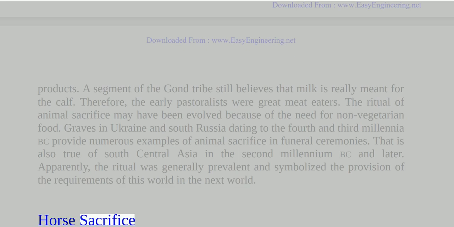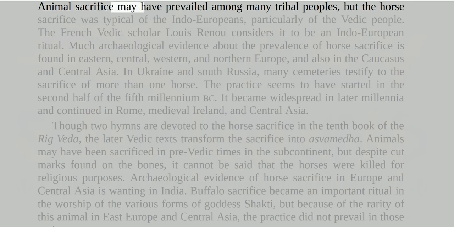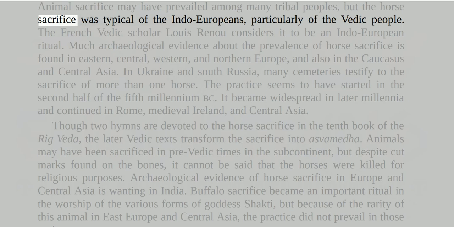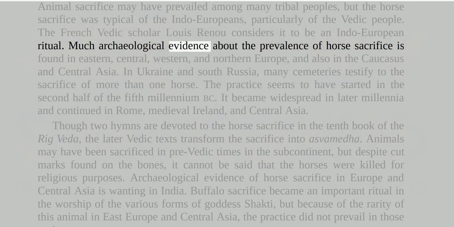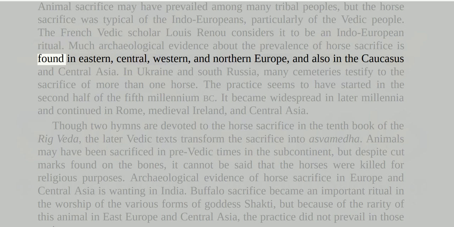Horse sacrifice. Animal sacrifice may have prevailed among many tribal peoples, but the horse sacrifice was typical of the Indo-Europeans, particularly of the Vedic people. The French Vedic scholar Louis Renou considers it to be an Indo-European ritual. Much archaeological evidence about the prevalence of horse sacrifice is found in Eastern, Central, Western, and Northern Europe, and also in the Caucasus and Central Asia.